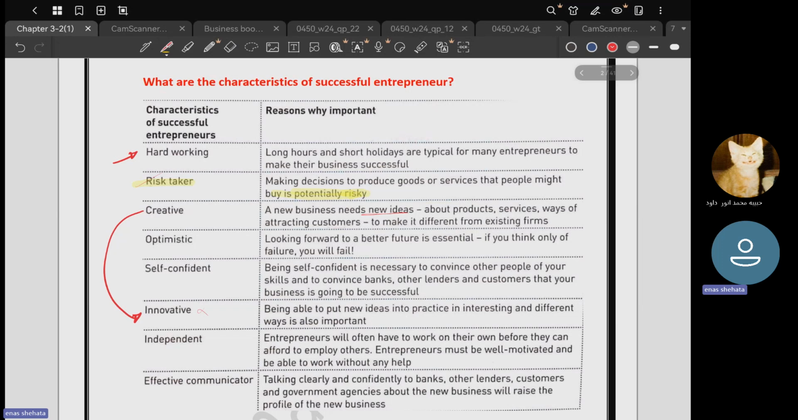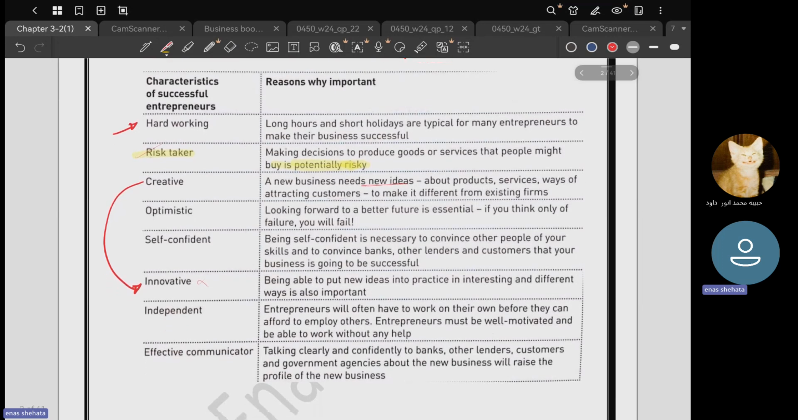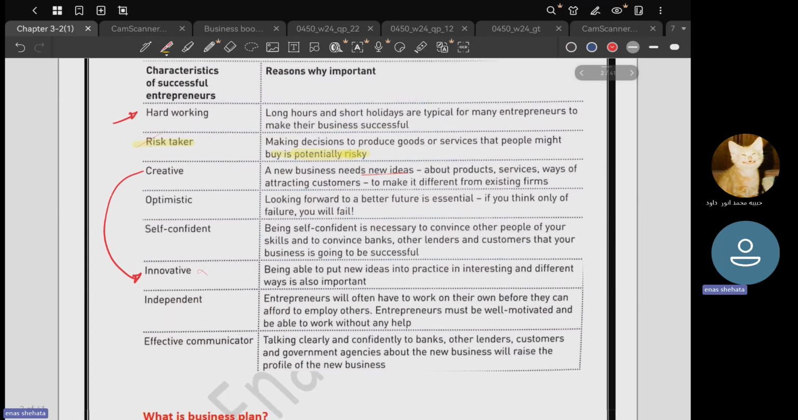Independent. An independent entrepreneur must work on their own before they can afford to employ people. You can do everything by yourself before asking people to do this. An entrepreneur must be well motivated and able to work without any help. If you are put in a situation where you have to carry the work by yourself, you can do this. You know everything in your work, you can do it on your own.